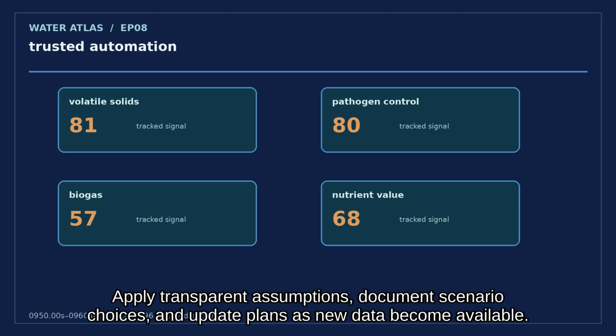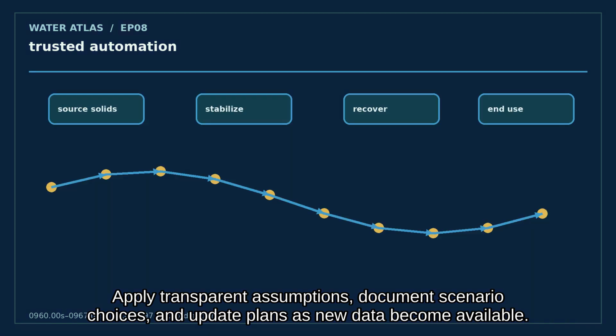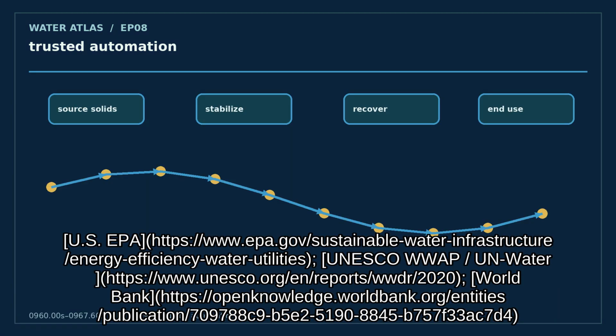Apply transparent assumptions, document scenario choices, and update plans as new data become available. This disciplined, evidence-led approach helps preserve service reliability, reduces emissions where feasible, and adapts systems to climate-mediated water risks, underscored by UNESCO and the World Bank.